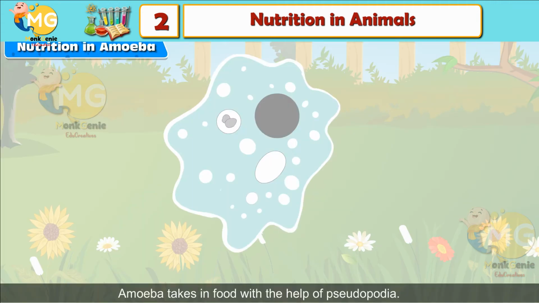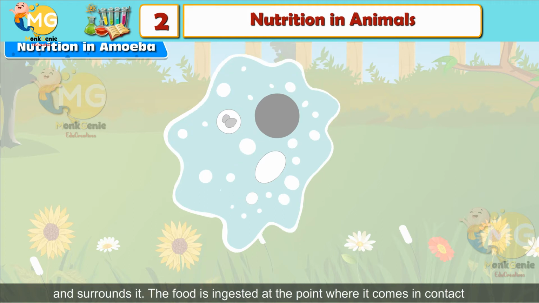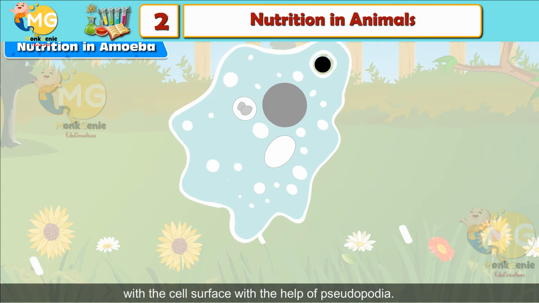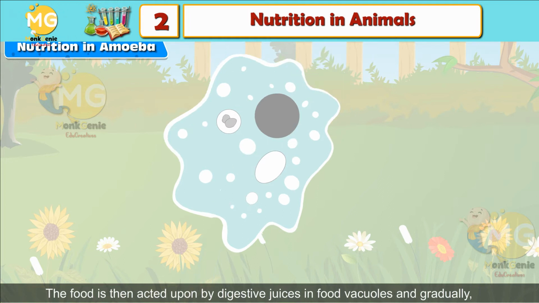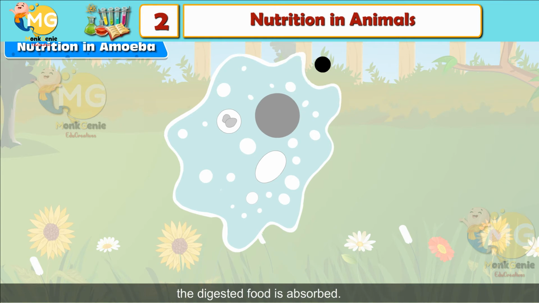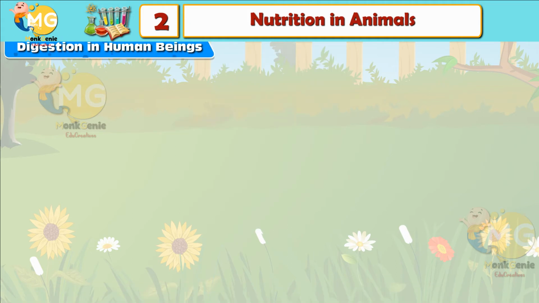Nutrition in amoeba. Amoeba takes in food with the help of pseudopodia. When there is any food particle around amoeba, it pushes out pseudopodia and surrounds it. The food is ingested at the point where it comes in contact with the cell surface with the help of pseudopodia. The food is then acted upon by digestive juices in food vacuoles and gradually the digested food is absorbed. The undigested residue of the food is expelled outside by the vacuole.